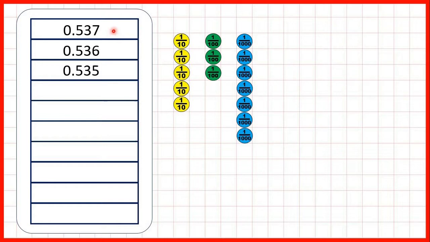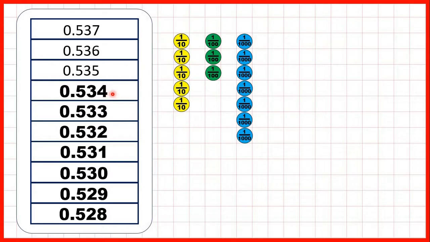Now let's practice counting back in thousandths. So to start, we have 0.537, so we can show that with 5 tenths, 3 hundredths, and 7 thousandths. If we're counting back in thousandths, we then have 0.536, then 0.535. What are the next 7 numbers in this sequence?